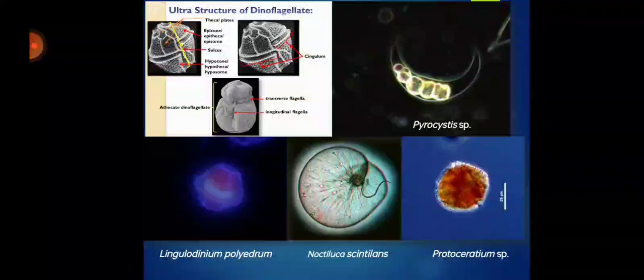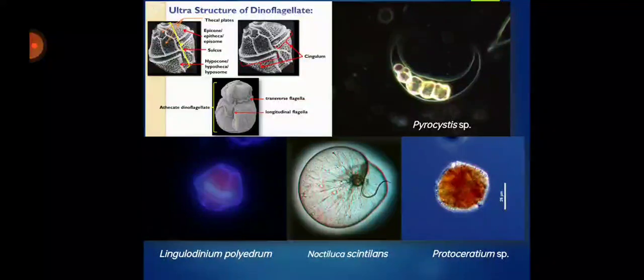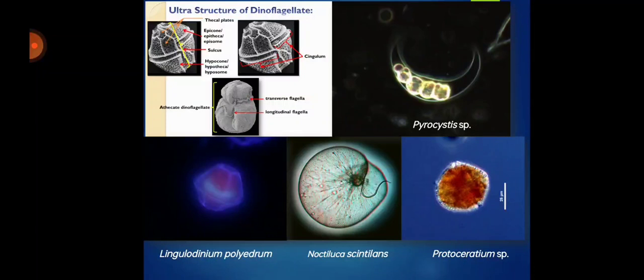Now, as we can see that in taxa like Noctiluca scintillans, Lingulodinium, Polyhedrum, and in Pyrocystis, they give this brilliant bluish color under a dark background. So this phenomena is called bioluminescence. This we will be discussing in our coming slide.